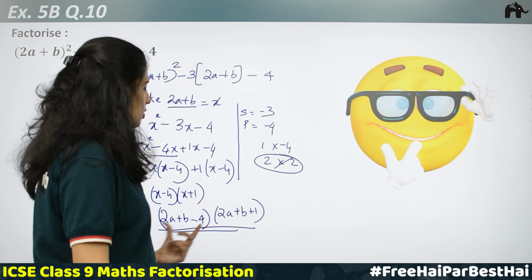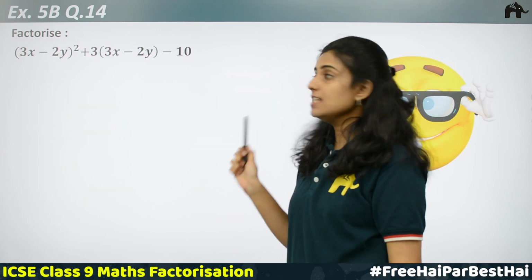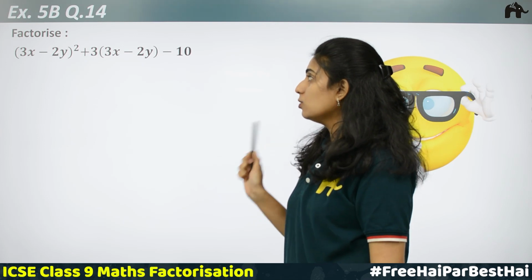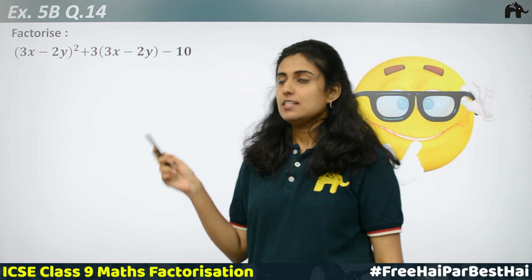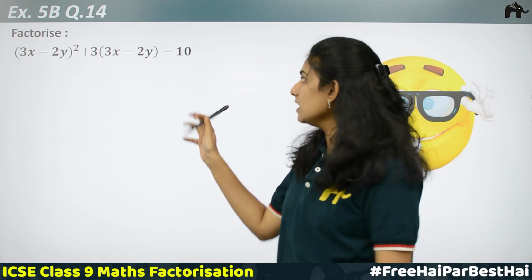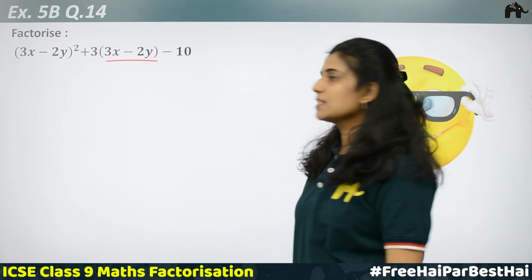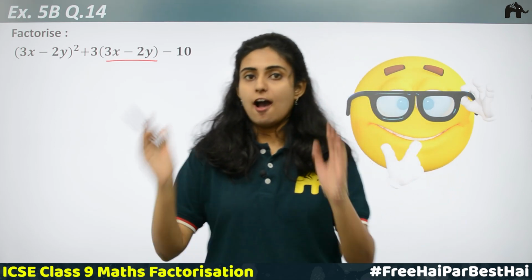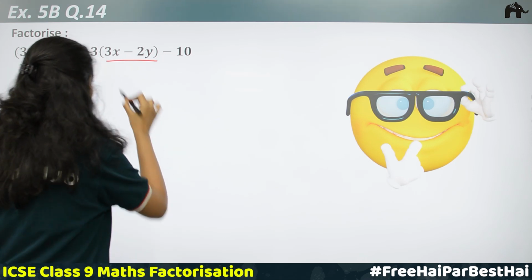Okay, so these are the two factors. Next, question 14 of exercise 5b, factorize (3x minus 2y) whole square plus 3 into (3x minus 2y) minus 10. Same as the previous question, we are going to substitute a is equal to 3x minus 2y. Okay. After that, we factorize and then substitute what is a.